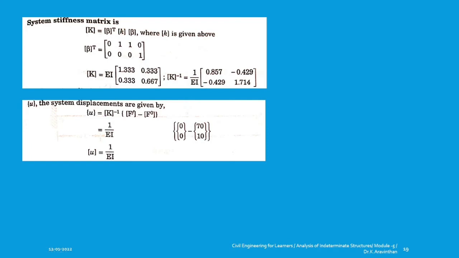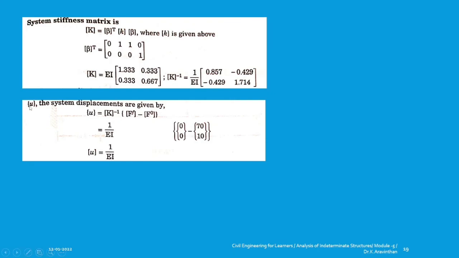So now if you divide 1.33 by 0.77, you will be getting 1.71 as your answer, and 0.33 divided by 0.77 you will be getting 0.429, and 0.667 divided by 0.77 you will be getting 0.857. So these are your values. Now you can interchange. So this is the way to find the inverse of the matrix.